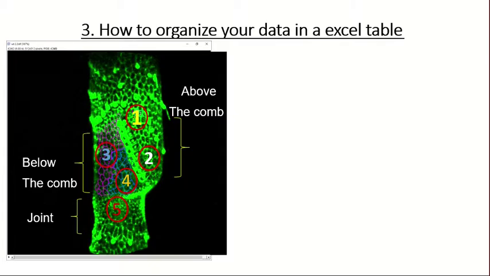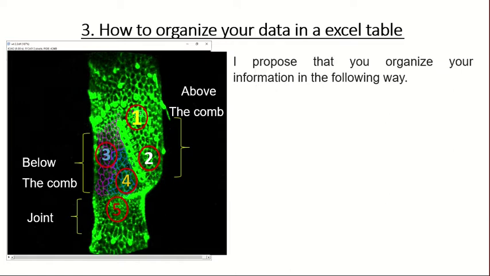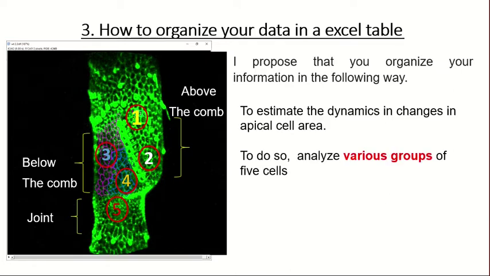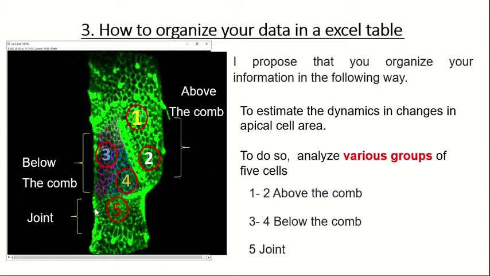As I said before, as you will get a lot of data, it is important to organize it in a way that is easy to access in the long term. For that reason, I propose that you organize your information in the following way. You can pick different regions of the leg that can help you to estimate the cell dynamics, and I propose these 5 regions: 1 and 2 that are above the comb, 3 and 4 that are below the comb, and the 5th one that is in the joint.